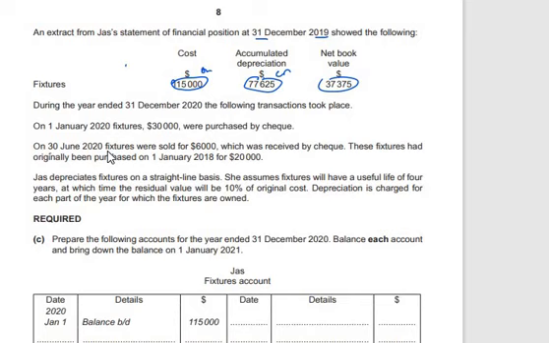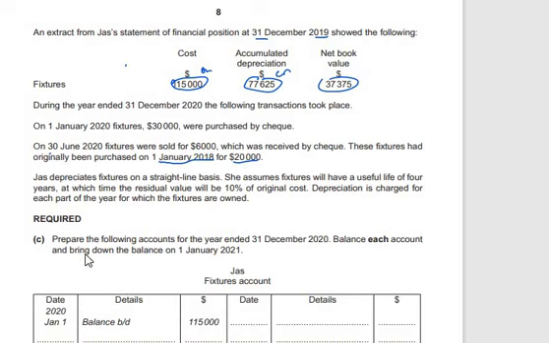Now, in the middle of the year, on 30th June 2020, fixtures were sold for 6,000. This is the sale, which was received by check. These fixtures had originally been purchased on 1st July 2018 for 20,000. You are given this date so that you can calculate the accumulated depreciation. So at the time you will be removing the asset and removing depreciation, you have to calculate the depreciation from the 1st July 2018 till the date the asset is sold, that is on 30th June 2020, right?